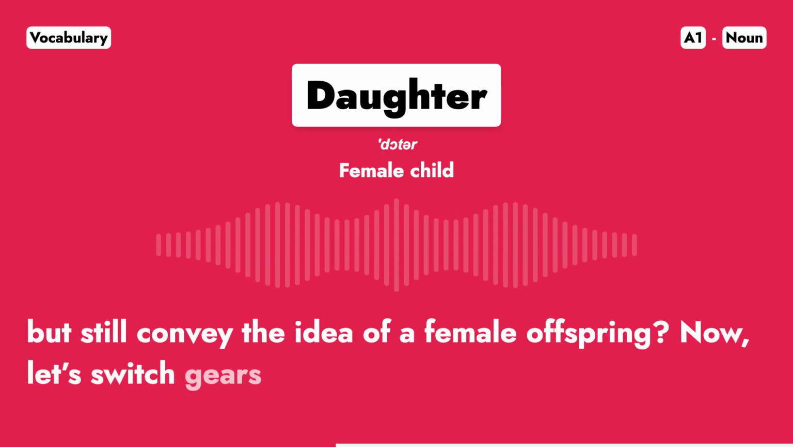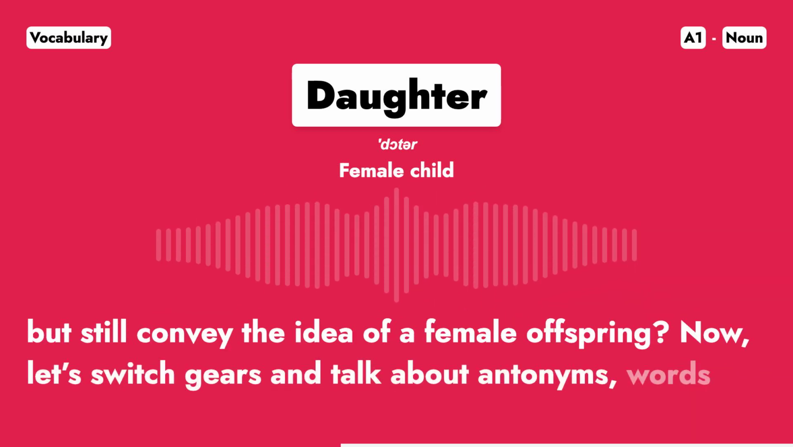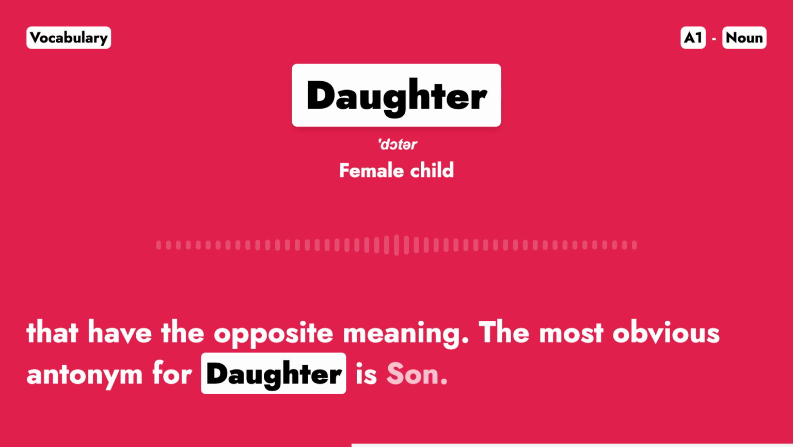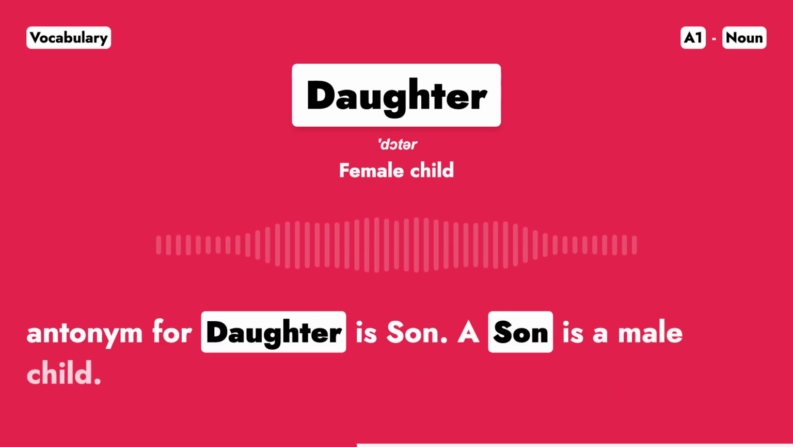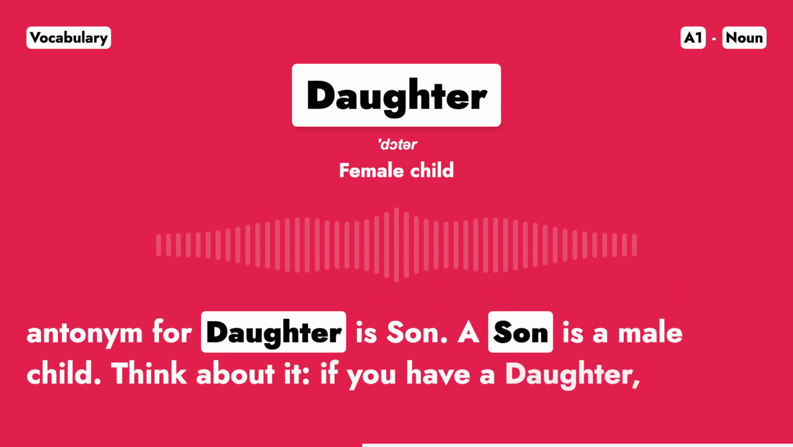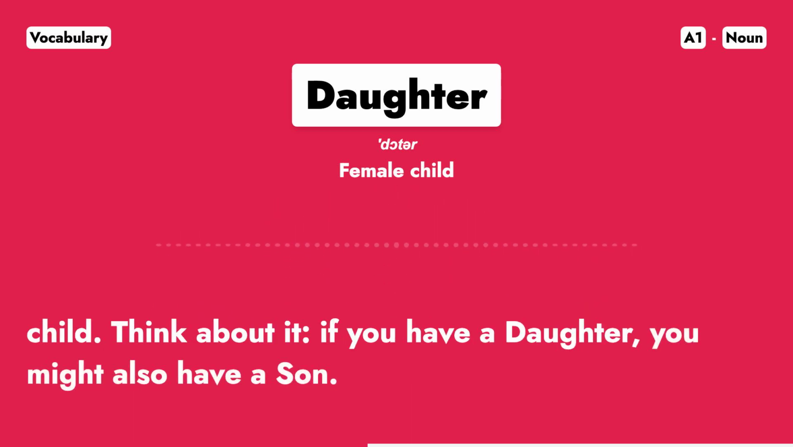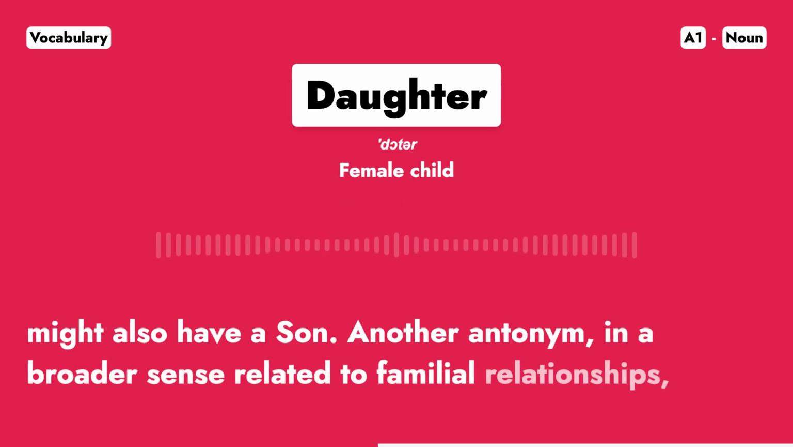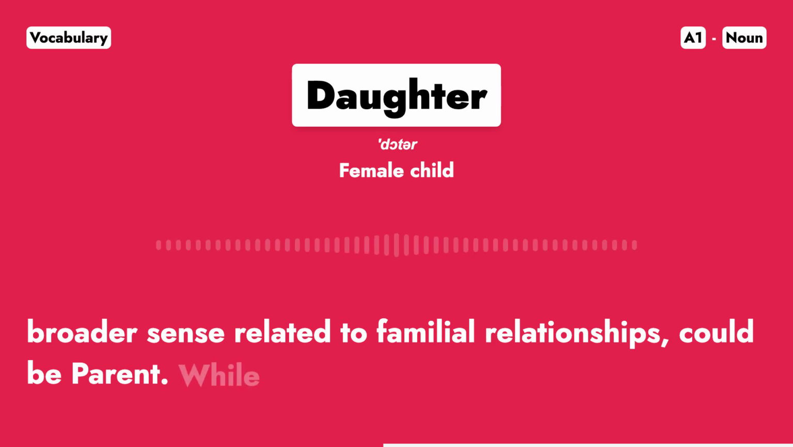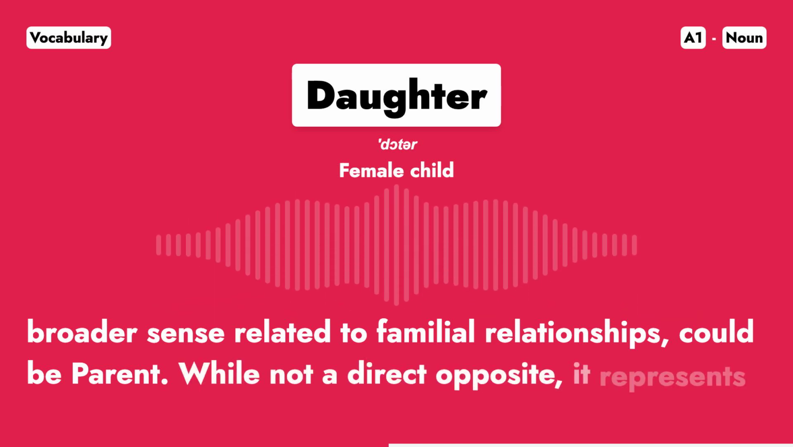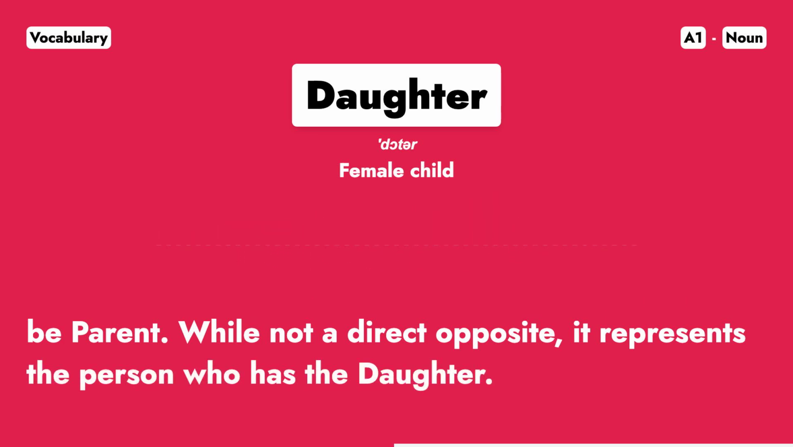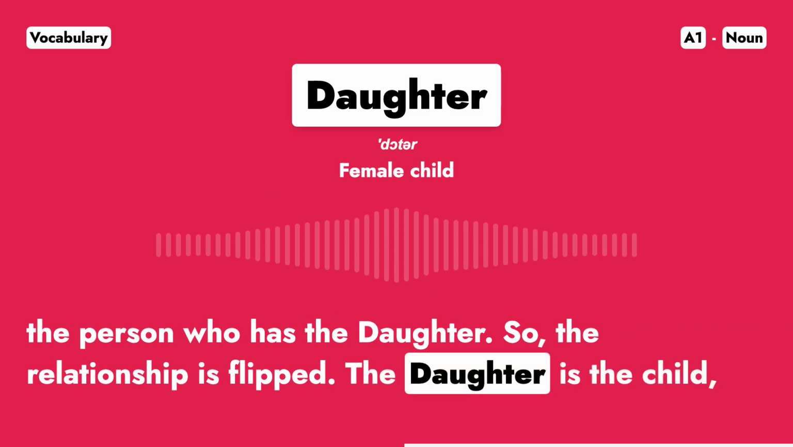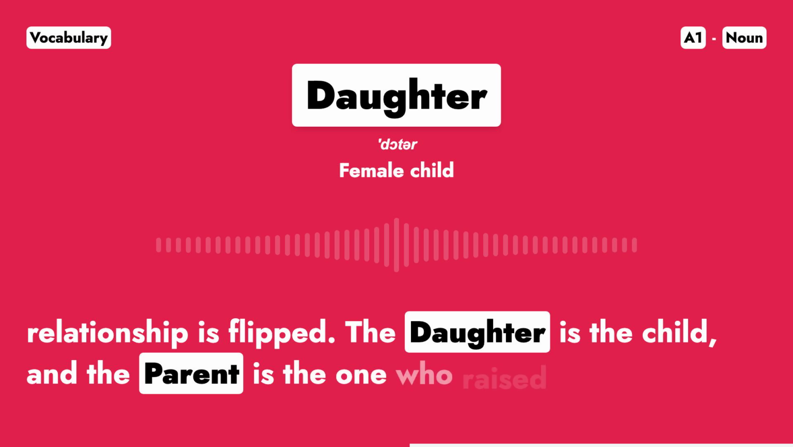Now, let's switch gears and talk about antonyms, words that have the opposite meaning. The most obvious antonym for daughter is son. A son is a male child. Think about it. If you have a daughter, you might also have a son. Another antonym, in a broader sense related to familial relationships, could be parent. While not a direct opposite, it represents the person who has the daughter. So, the relationship is flipped. The daughter is the child, and the parent is the one who raised her.